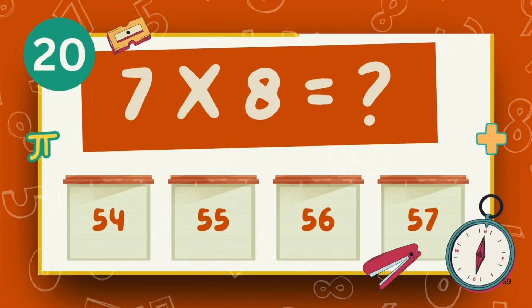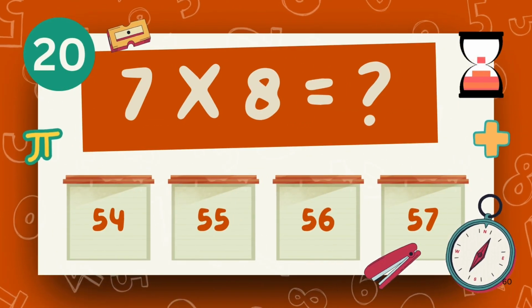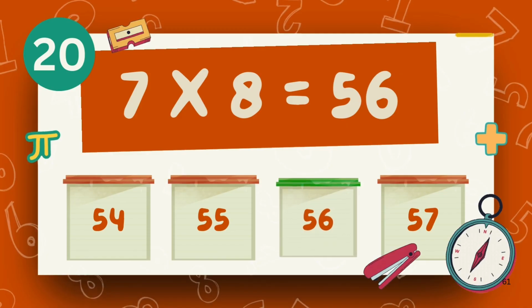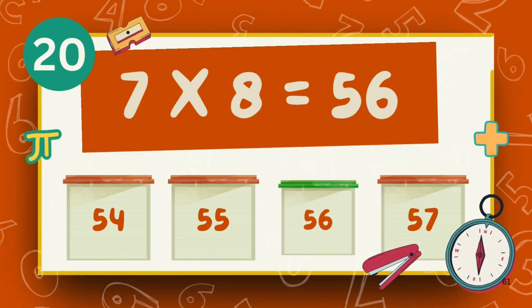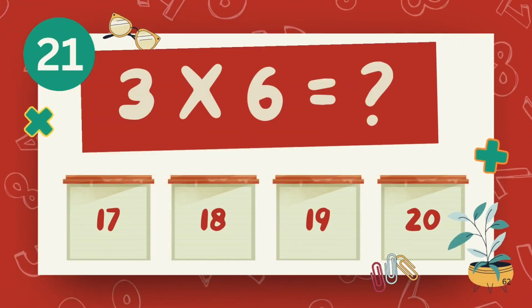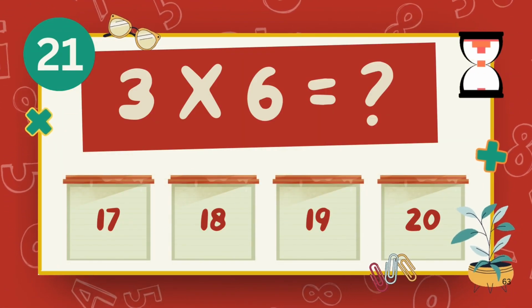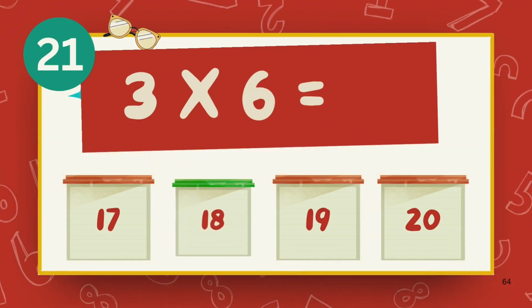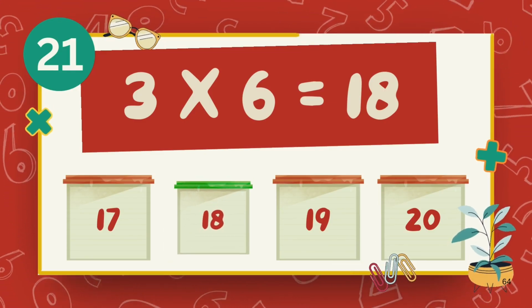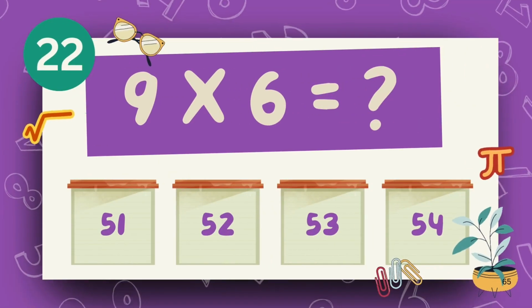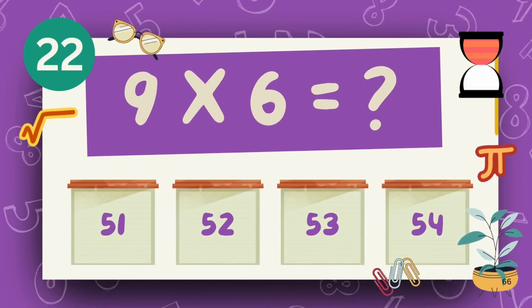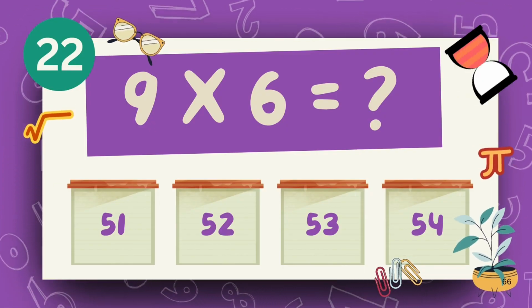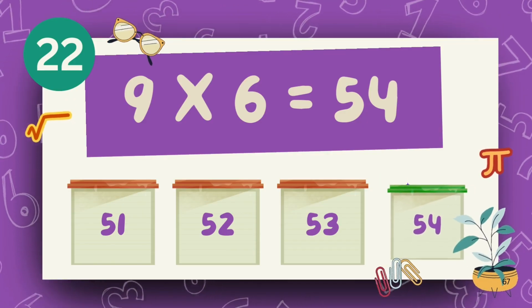What is 7 multiply 8? The answer is 56. What is 3 multiply 6? The answer is 18. What is 9 multiply 6? The answer is 54.